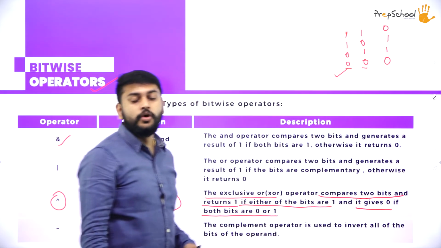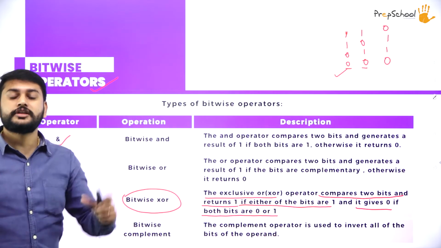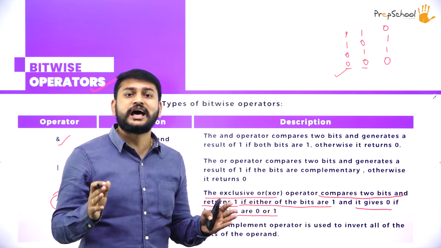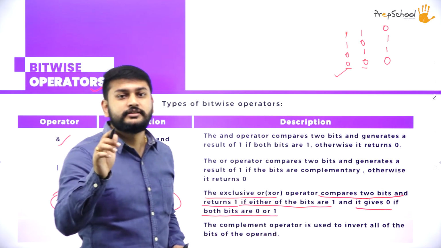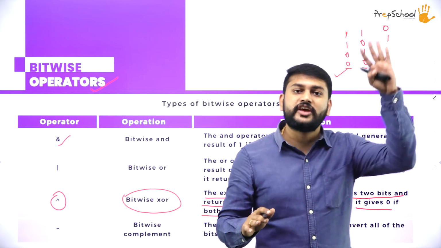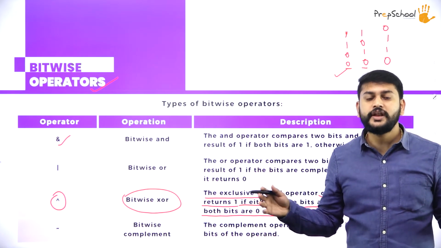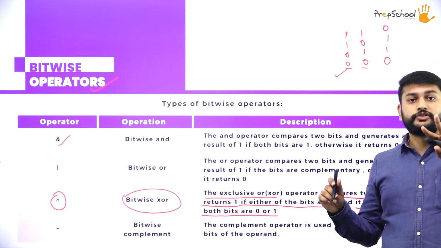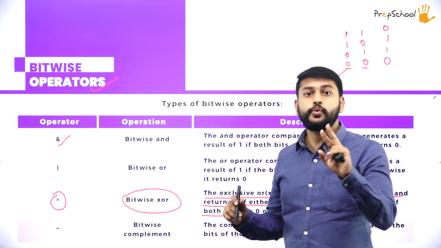So this is how my exclusive OR is working. It's very simple to remember. If both the bits are the same, just write 0, that's it. The rest everything is 1. It's very simple to remember when it comes to XOR with two inputs.